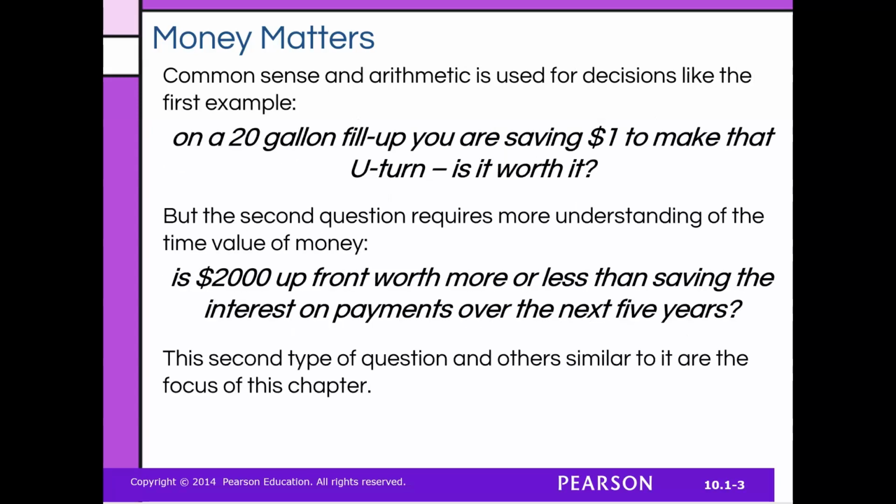So there's common sense and arithmetic for quick decisions. On a 20-gallon fill-up, you're saving $1 for 5 cents. 5 cents times 20 gallons is going to be $1. But the second question requires a lot more understanding of the time value of money. Is $2,000 upfront worth more or less than saving the interest on payments over the next 5 years?